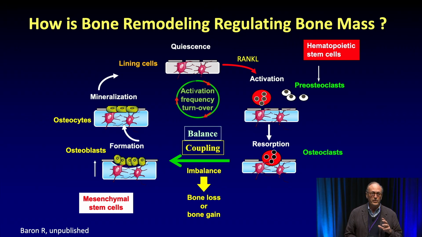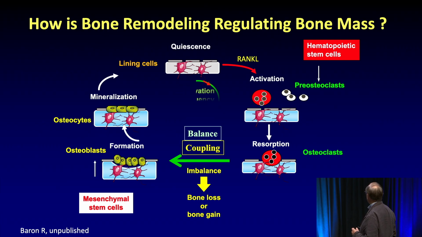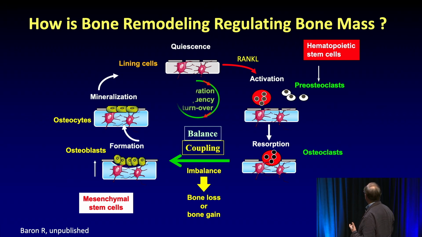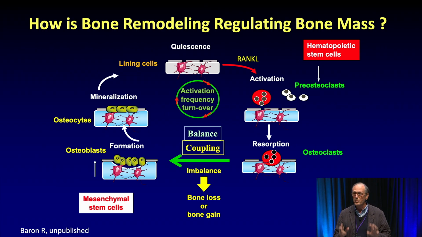And the third dimension is time. And this dimension is the activation frequency, which determines the turnover. So basically, it's easy to understand that the more frequently you're going to go through these cycles, the more bone you're going to lose if you're in a negative balance, or the more bone you're going to gain if you are in a positive balance. And as you will see, these concepts are important when we think about treatment.